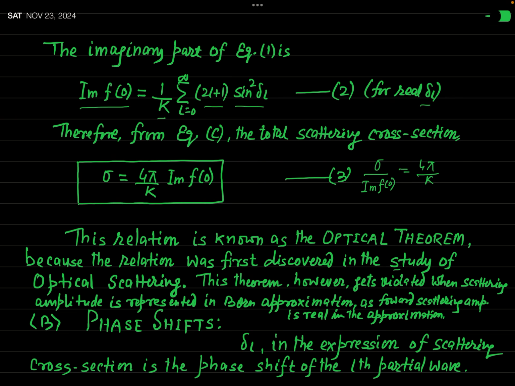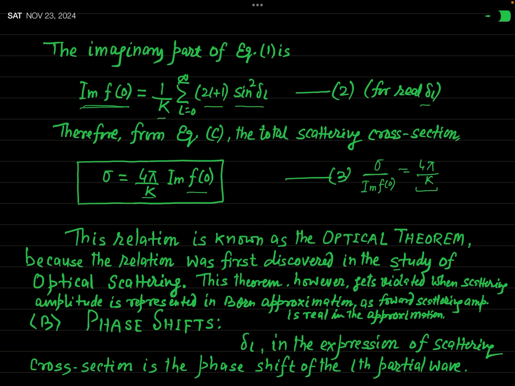Now, when you divide sigma, that is the total scattering cross section, by this imaginary part of f of 0, you can see from the expression for sigma that this ratio will be equal to 4 pi over k, and therefore sigma will be equal to 4 pi over k times the imaginary part of f of 0. This result which we have obtained here is actually known as the optical theorem.